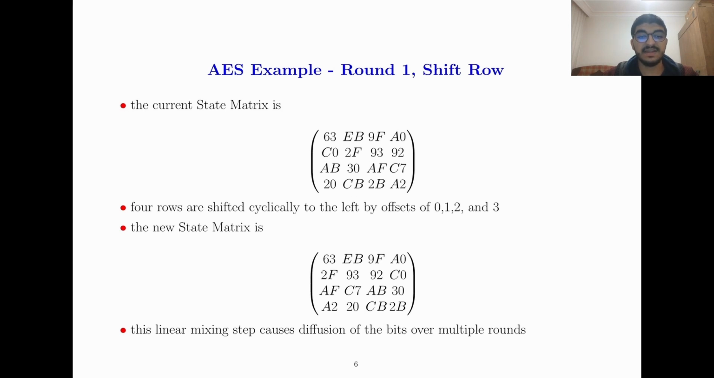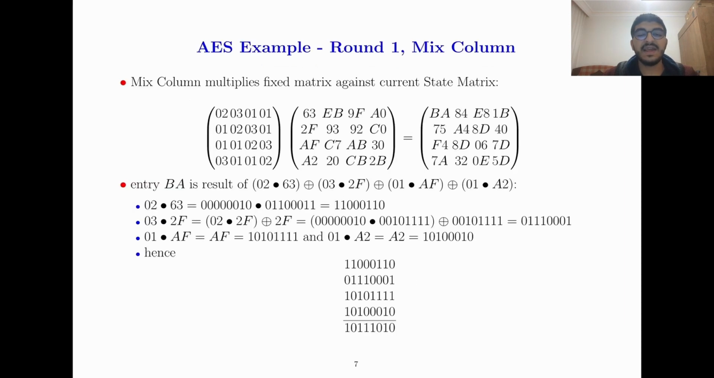This leads to a linear mixing step, diffusion. Then we have the mix columns operation. As I mentioned, we have a fixed matrix for the mix columns operation and we are multiplying this matrix with the state matrix. But here the multiplication is done over a Galois field. We have Galois multiplications.